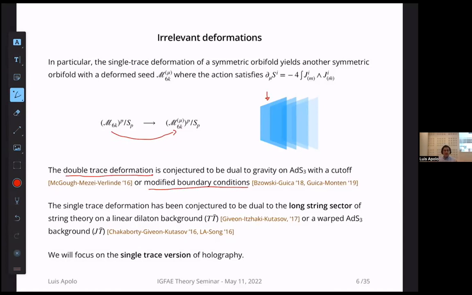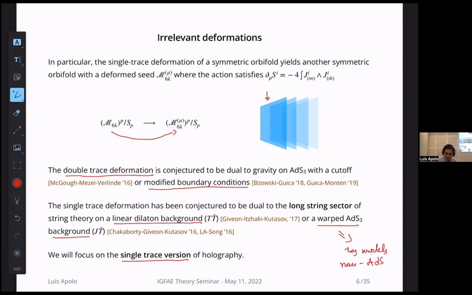But the single trace version does change the bulk geometry. And it's conjectured to be dual to the long string sector of string theory on either a linear dilaton background for the case of TTbar, or a warped AdS background for the case of JTbar. So what's interesting about this single trace deformation is that you're changing the background in the bulk, you're also changing the theory at the boundary. So we can interpret these cases as toy models of holography for non-AdS spacetimes. Okay, and for this reason in this talk, I will consider only the single trace version of holography.